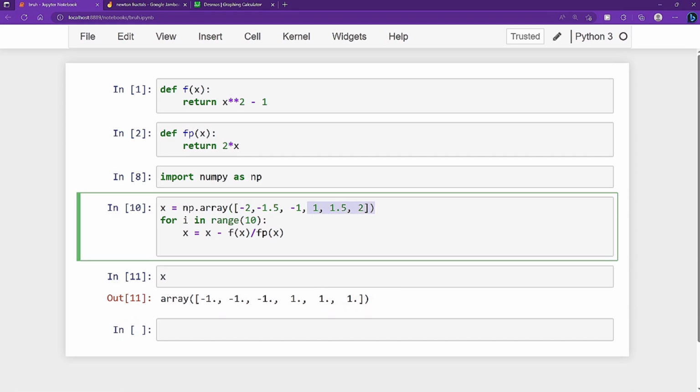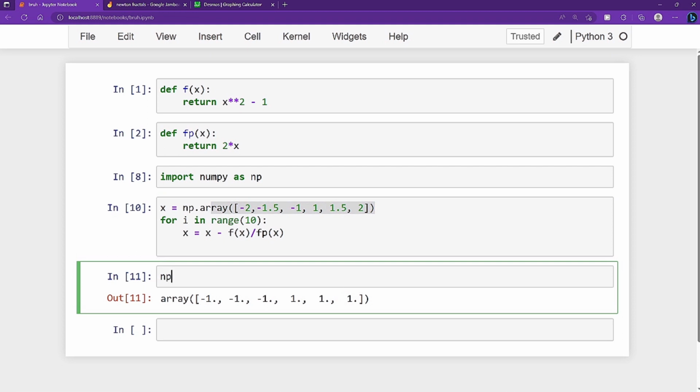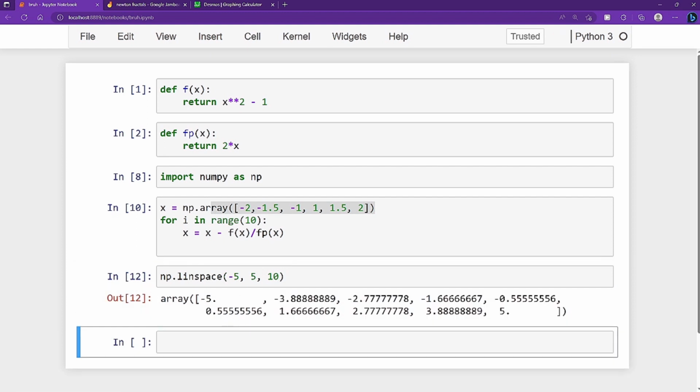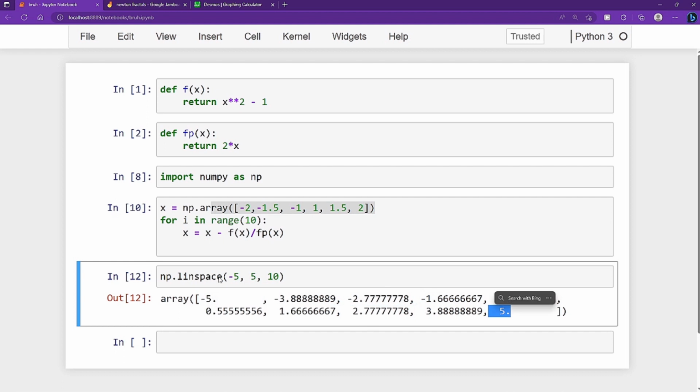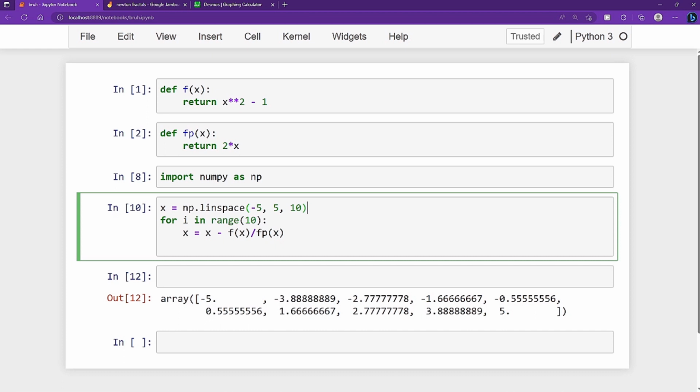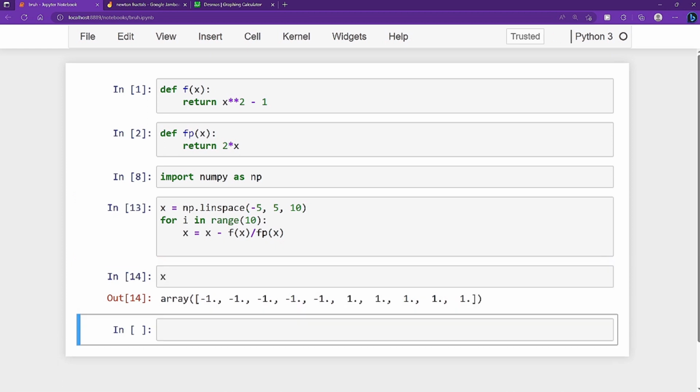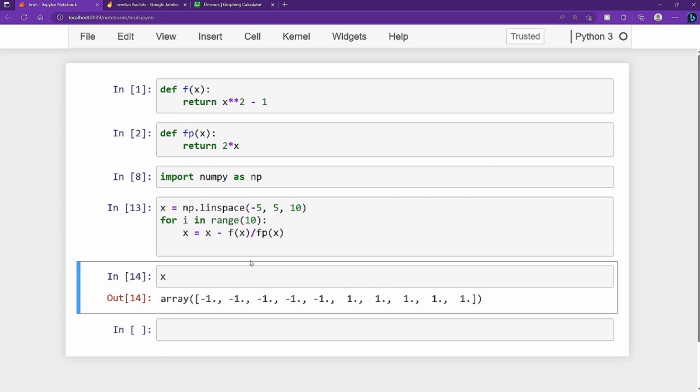So far so good, but we can automate this even further using something called np.linspace, which takes in a starting value, minus 5, and an ending value. It also takes a third parameter which says how many values you want between minus 5 and 5. Let's say I want 10 values between minus 5 and 5. So I get this. These are the 10 values between minus 5 and 5, inclusive of minus 5 and 5. So I can use this instead of np.array to construct this myself. And I get a similar x again with different values, so minus 5 converges to minus 1, and any value in between converges to some root.